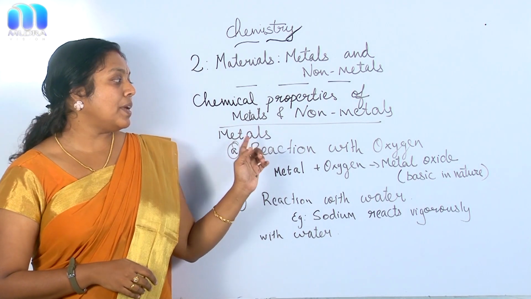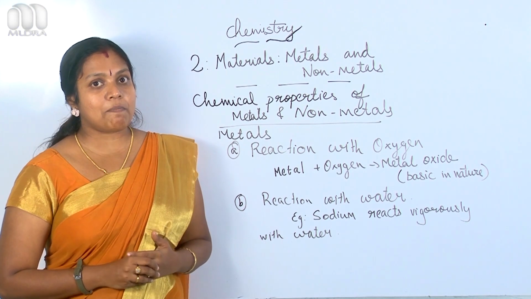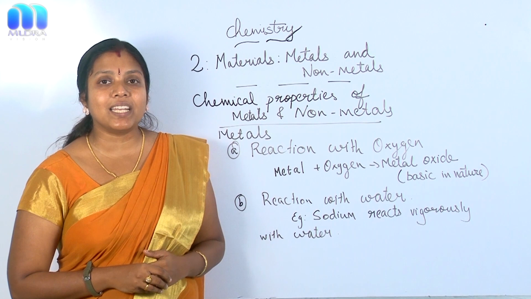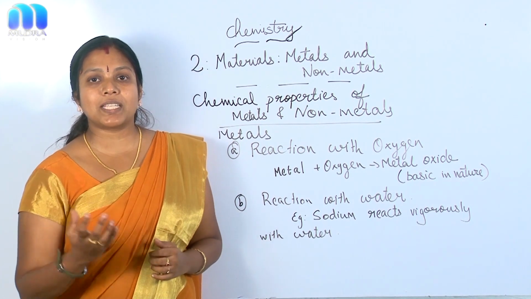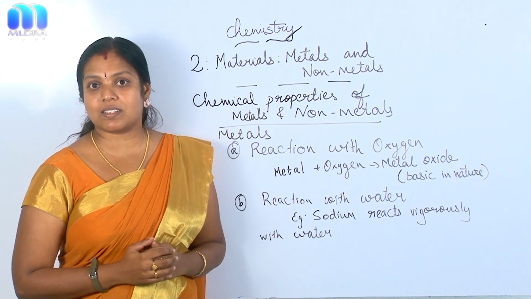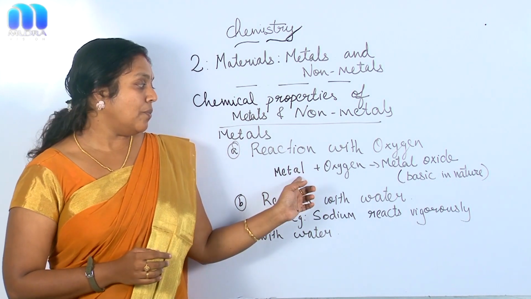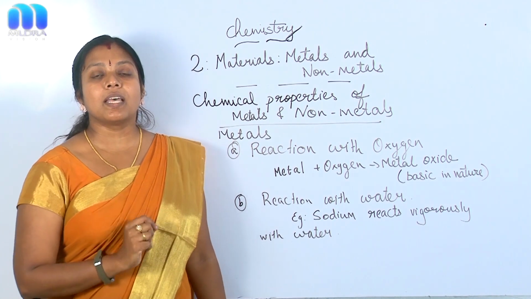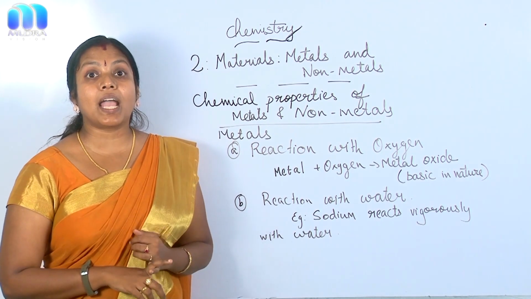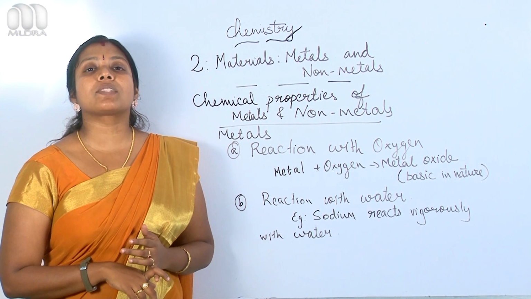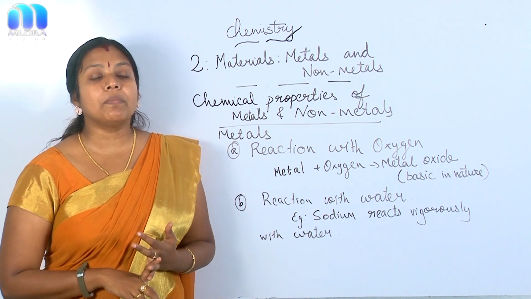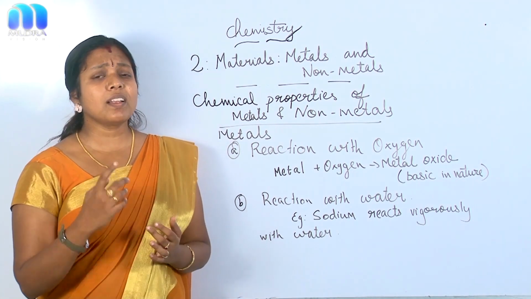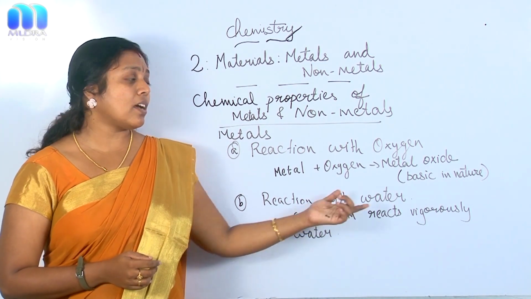Once more, when metal reacts with oxygen, metal oxide is formed, and the metal oxide is basic in nature. Acidic and basic properties we studied in the 7th standard, right? So, when metal reacts with oxygen, metal oxide is formed and it is basic in nature. For example, when iron reacts with oxygen, iron oxide is formed, and when magnesium reacts with oxygen, magnesium oxide is formed. Second one, the reaction with water.